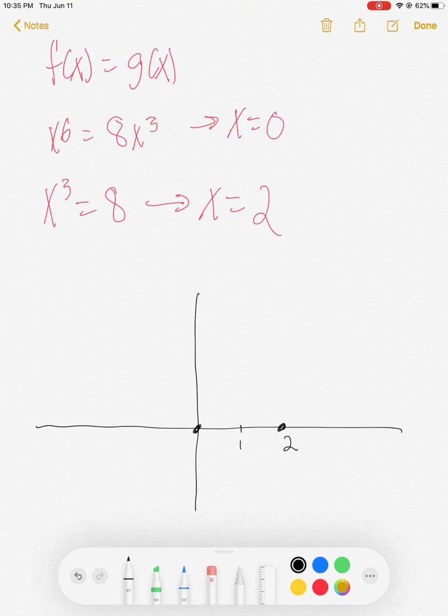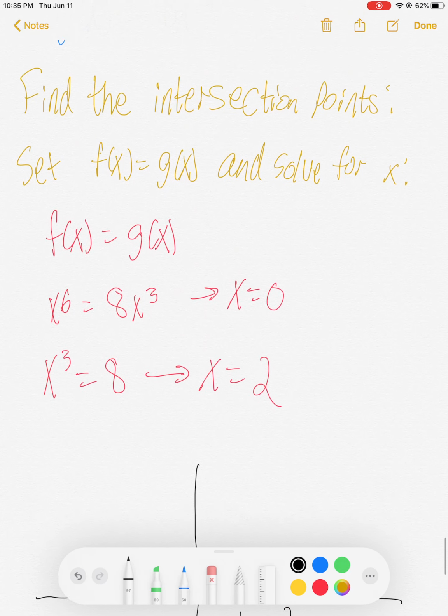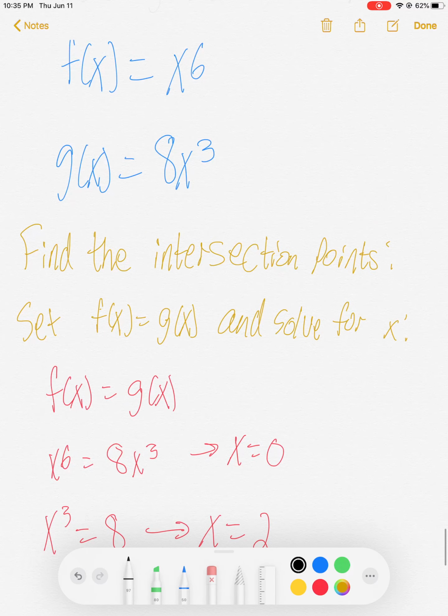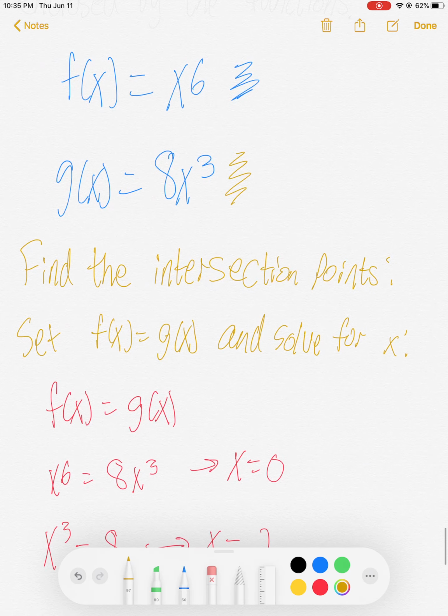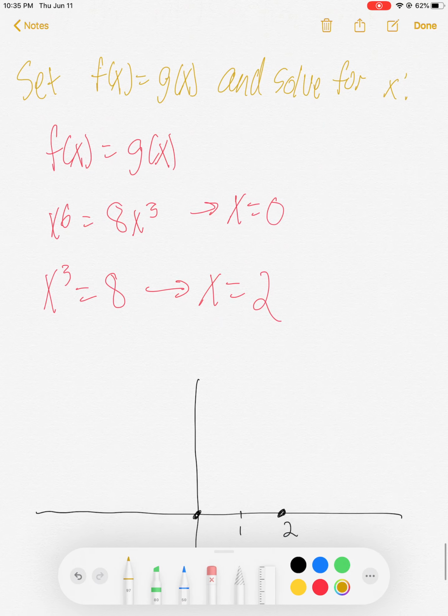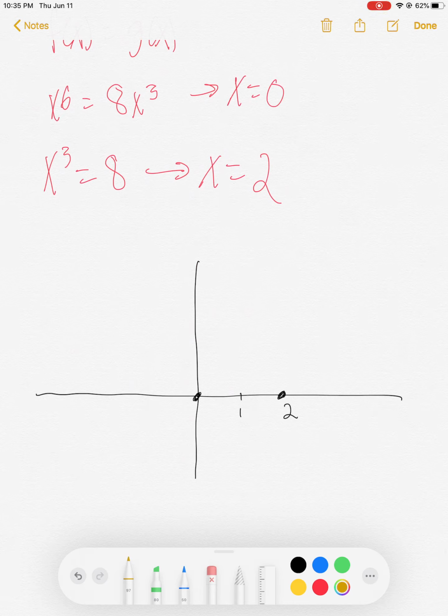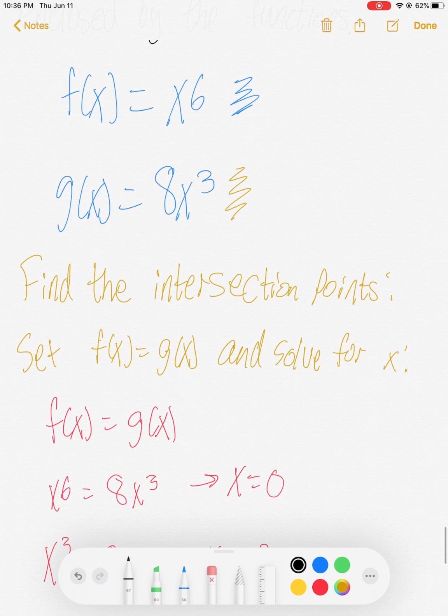Okay? So why don't we sketch a very quick picture here. Just enough to see what's going on on the interval between them. So I've got x equals 0 here and x equals 2 here. So if I plug in, say, x equals 1, let's see what happens. I'll make f of x blue, and I'll make g of x a different color.